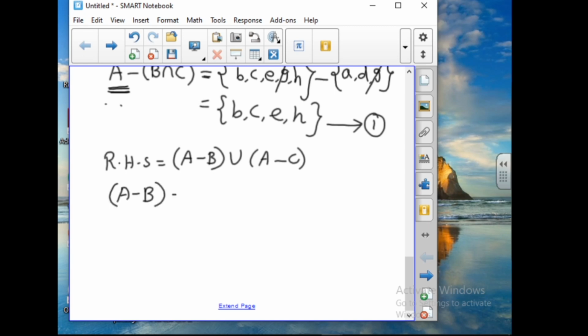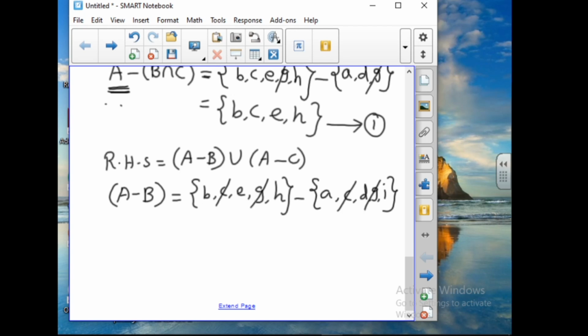A difference B. So A set is B, C, E, G, H. Difference B set. B set is A, C, D, G, I. So common elements you have to omit: C and G. So what are the remaining elements of A set? B, E, H.